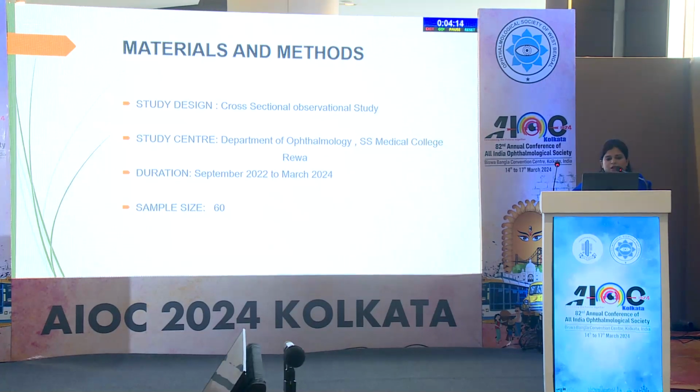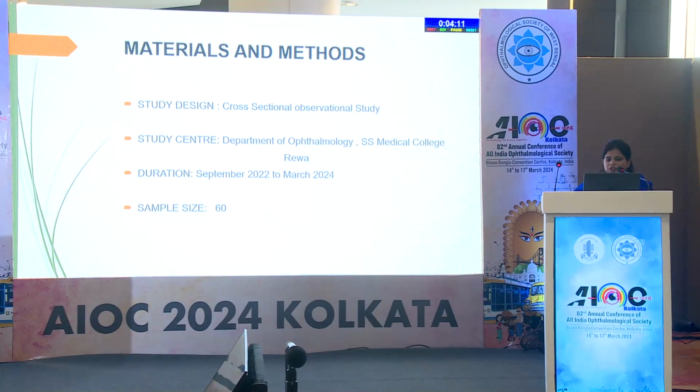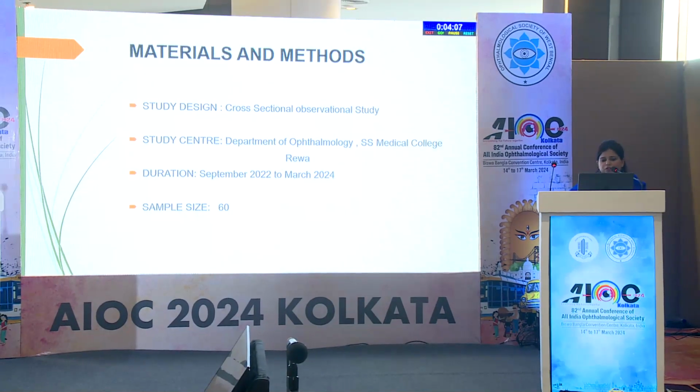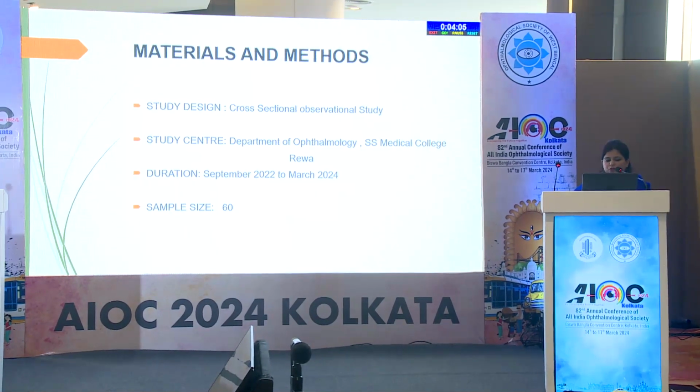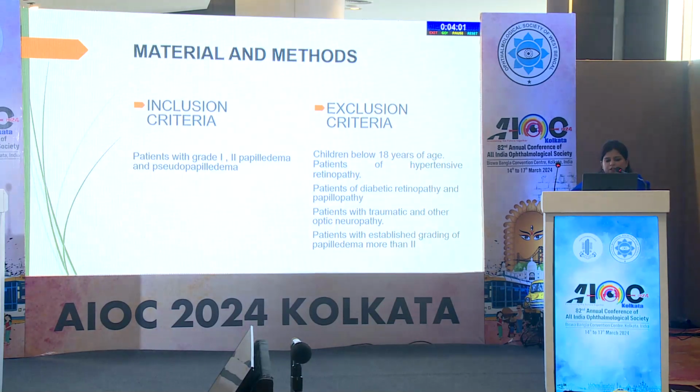Materials and methods. The study design was a cross-sectional observational study. Study center was SSMC Rewa. Duration was September 22 to March 24, and a sample size of 60 patients was taken. Inclusion criteria: patients who have grade 1 or grade 2 papilledema, and the other group was pseudopapilledema. The exclusion was children below 18 years of age and patients with hypertensive retinopathy, diabetic or traumatic optic neuropathy, and patients with grading greater than grade 2.